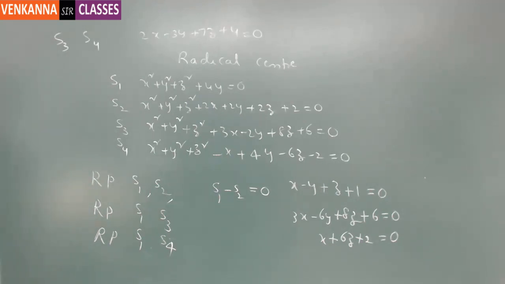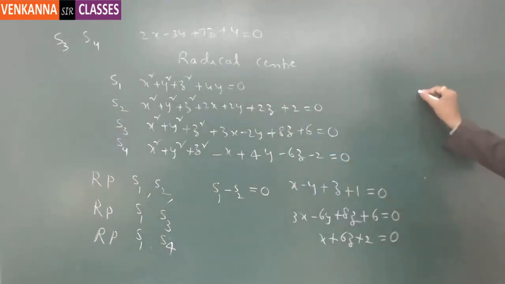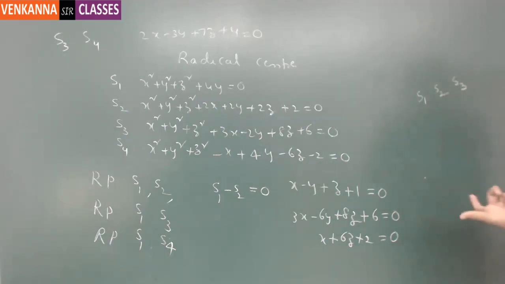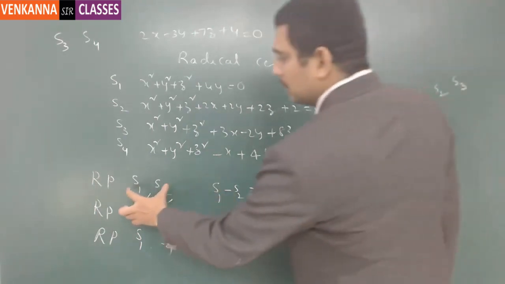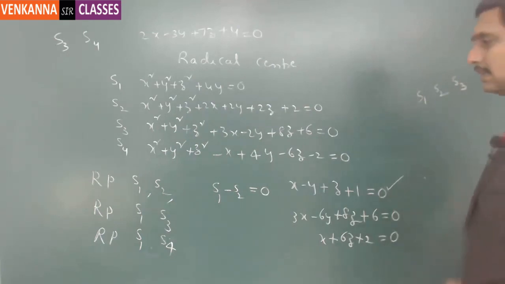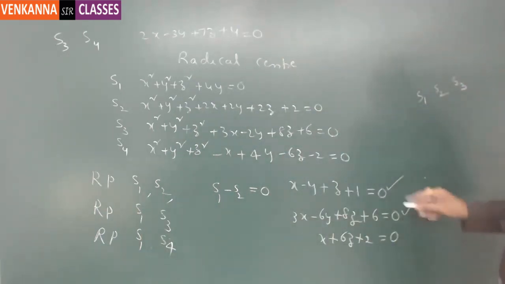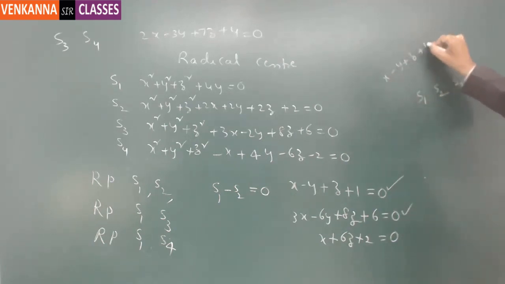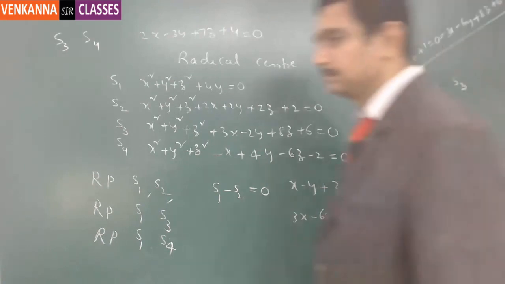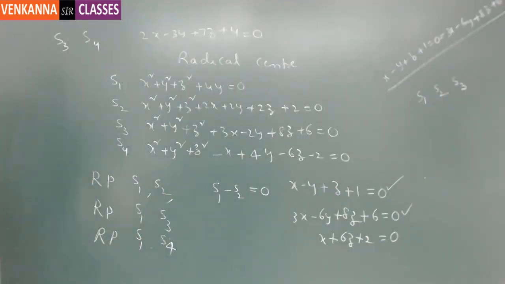So if you want to write radical lines, if you fix the three spheres S1, S2 and S3, what are the respective radical planes? It involves S1, S2, so we will take this. It involves S1, S3, so we take this. If you write the two equations together, this is nothing but the radical plane, sorry, the radical line. So the intersection of radical planes is nothing but the radical line. You are representing the line equation in unsymmetric form. Our interest is to calculate the radical center only, not the radical line.